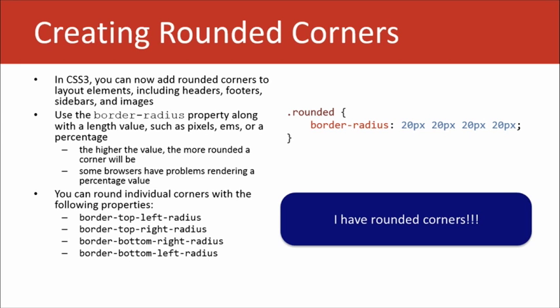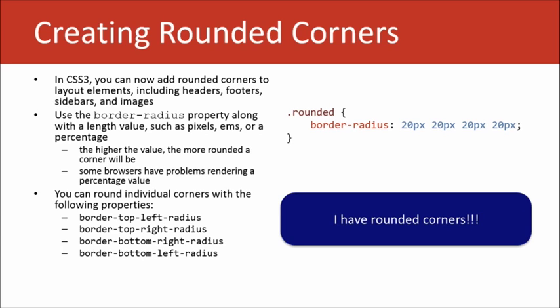You can create rounded corners with just a couple of properties, actually one property more specifically. But you can also modify and round individual corners. So you use the border radius property along with the length value such as pixels, ems, or a percentage. And the higher that pixel value is, the more rounded the corners will appear. Keep in mind that some browsers are going to have problems with rendering a percentage value, so it's probably a better idea to stick with pixels and ems when placing units in there.